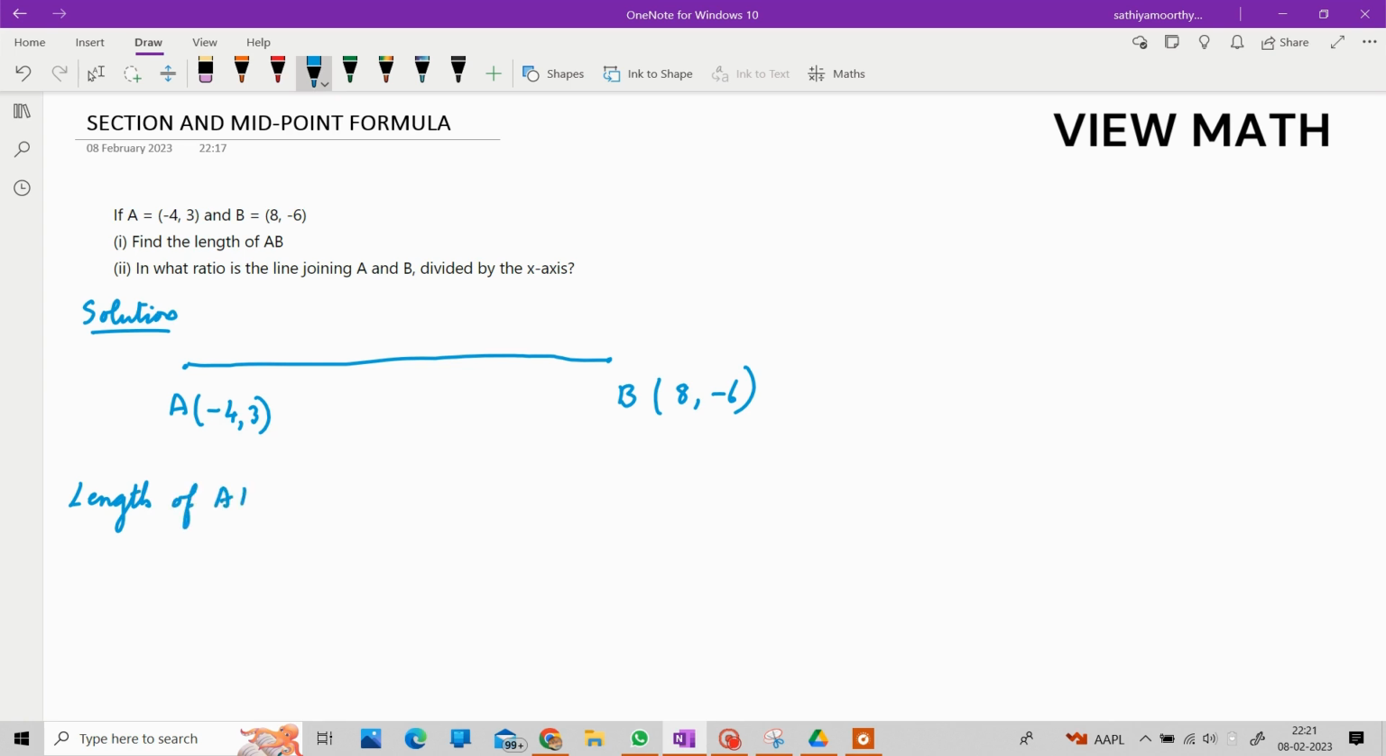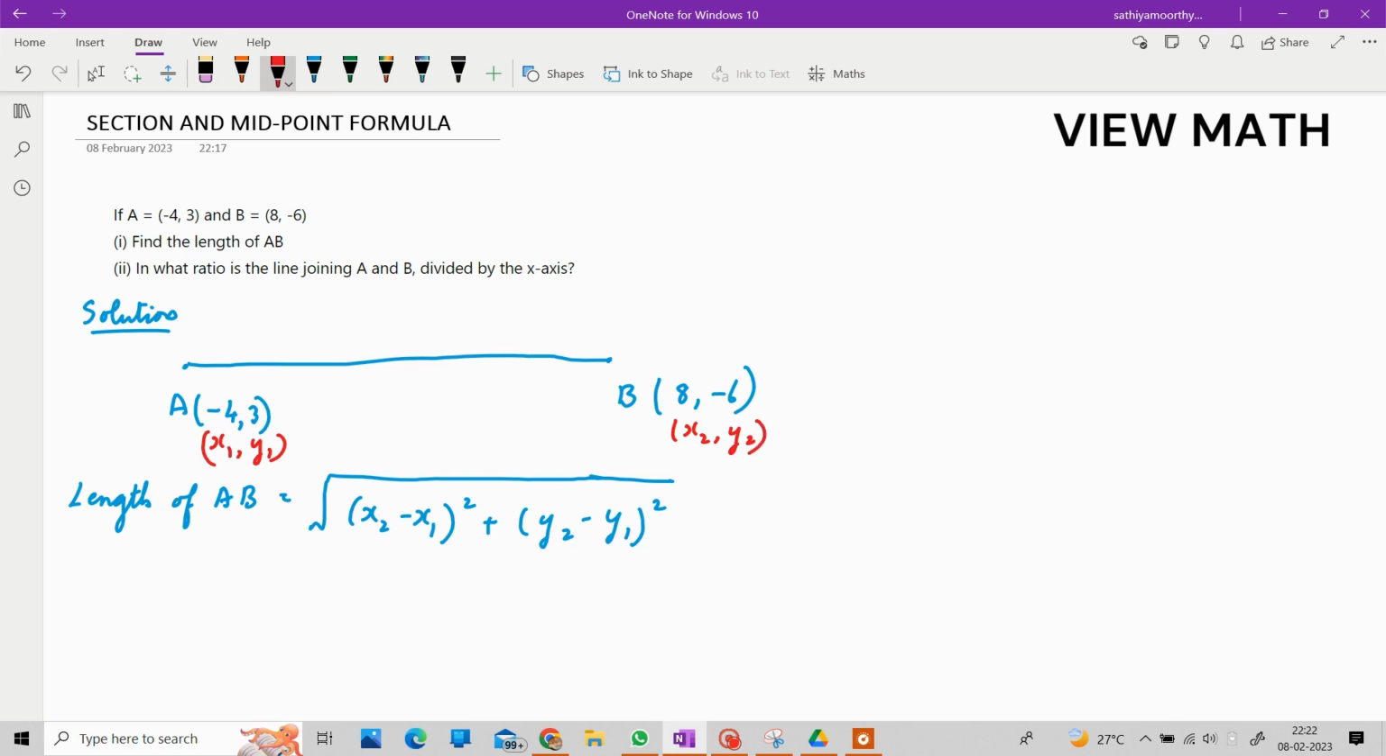AB. Length of AB is equal to, let me write the formula first, square root of (x2 minus x1) the whole square plus (y2 minus y1) the whole square. This is the formula. Here A is x1, y1 and B is x2, y2. So now let me substitute the values. This is the formula for finding the length of AB, the distance formula.